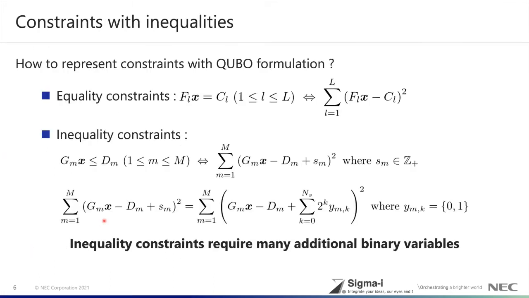So let us consider how to represent constraints with a QUBO formulation. For equality constraints, we use penalty terms like this equation. They're very simple. For inequality constraints, some techniques are required. In general, slack variables and binary expansion are widely used. First, with the slack variables S, the inequality constraints are transformed into equality ones. Then we use the binary expansion like this, which represents the slack variables with additional binary variables y. By using y's, we can represent the inequality constraints with a QUBO formulation. However, a large number of y's are required in practical situations. So the current D-Wave machine can only solve small size problems if we use the slack variables.